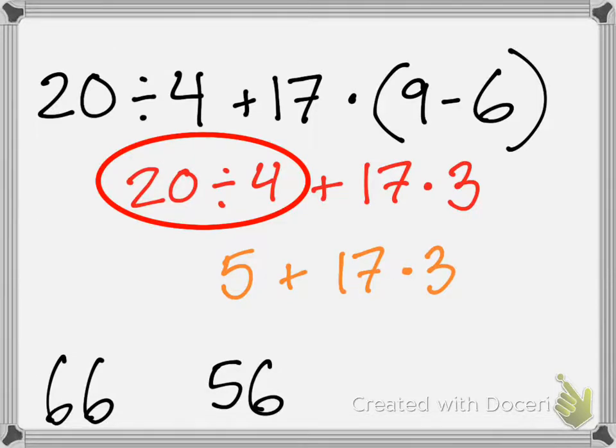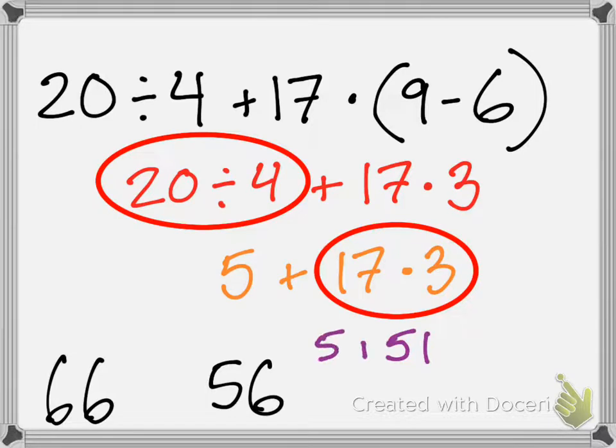Now what do I do? What do I do, Ani? Multiply 17 and 3. What is 17 times 3? Who can tell me 17 times 3, Angel? 51. And then I get 5 plus 51. What is 5 plus 51, Kyle?